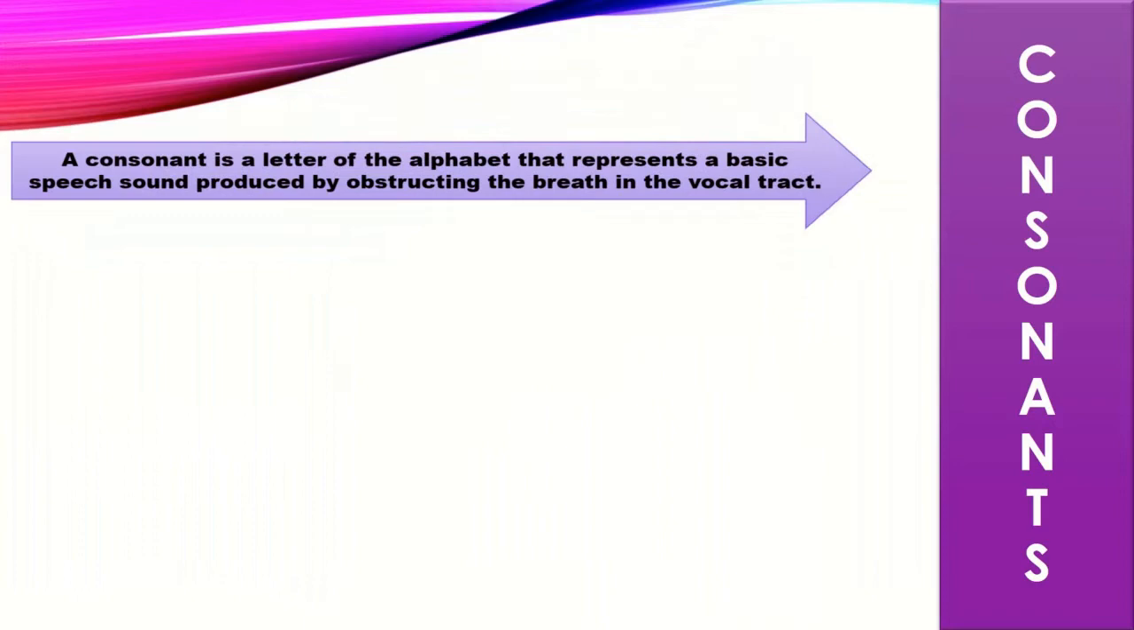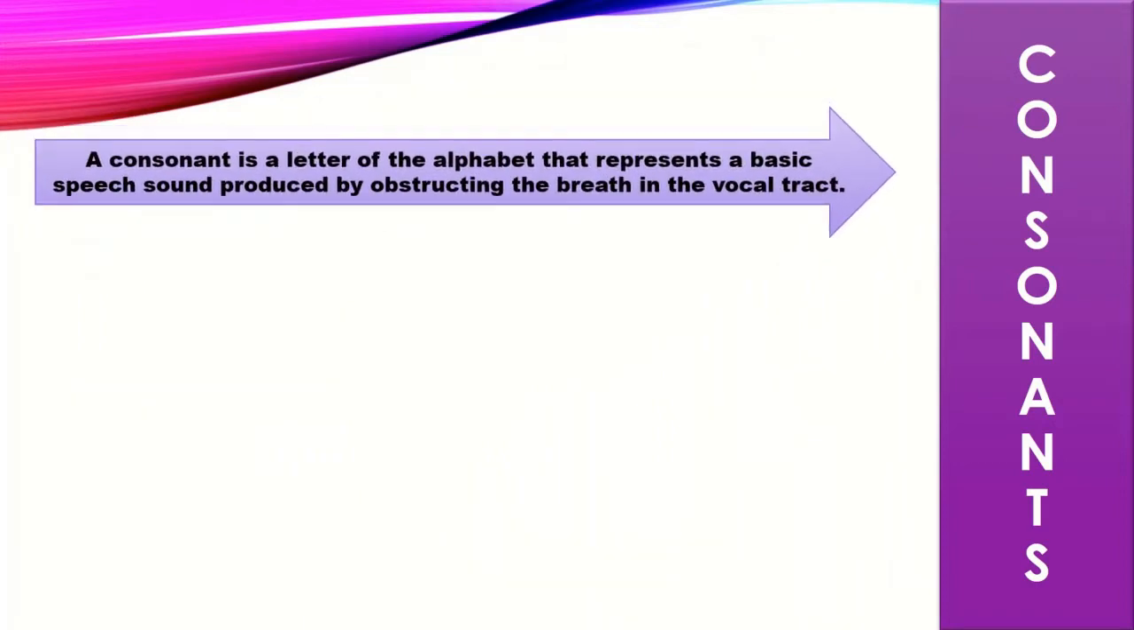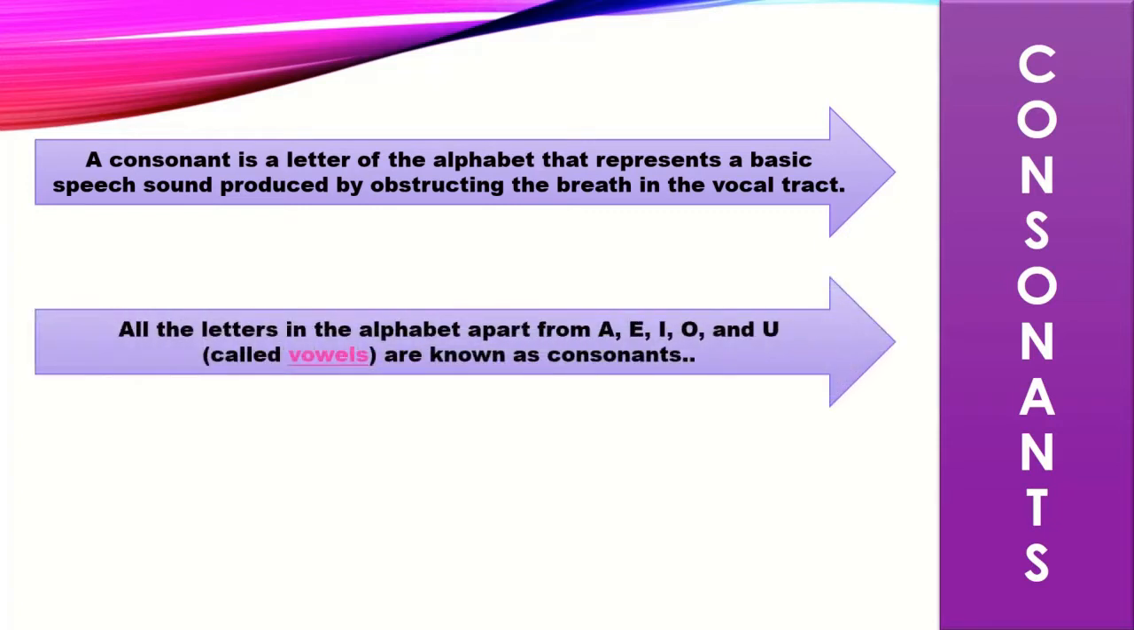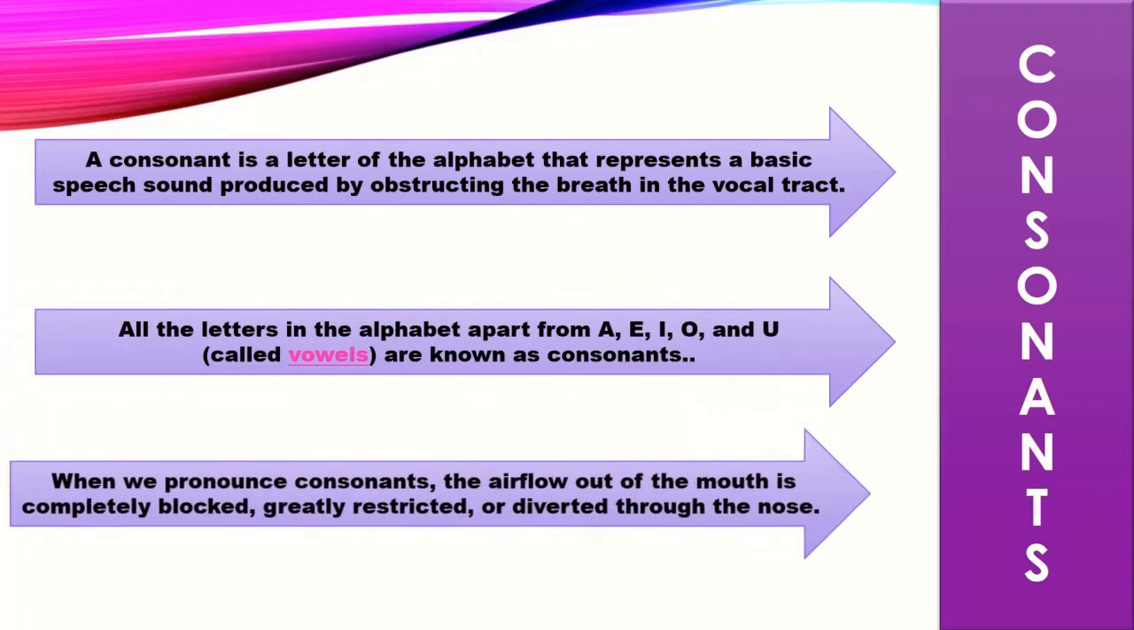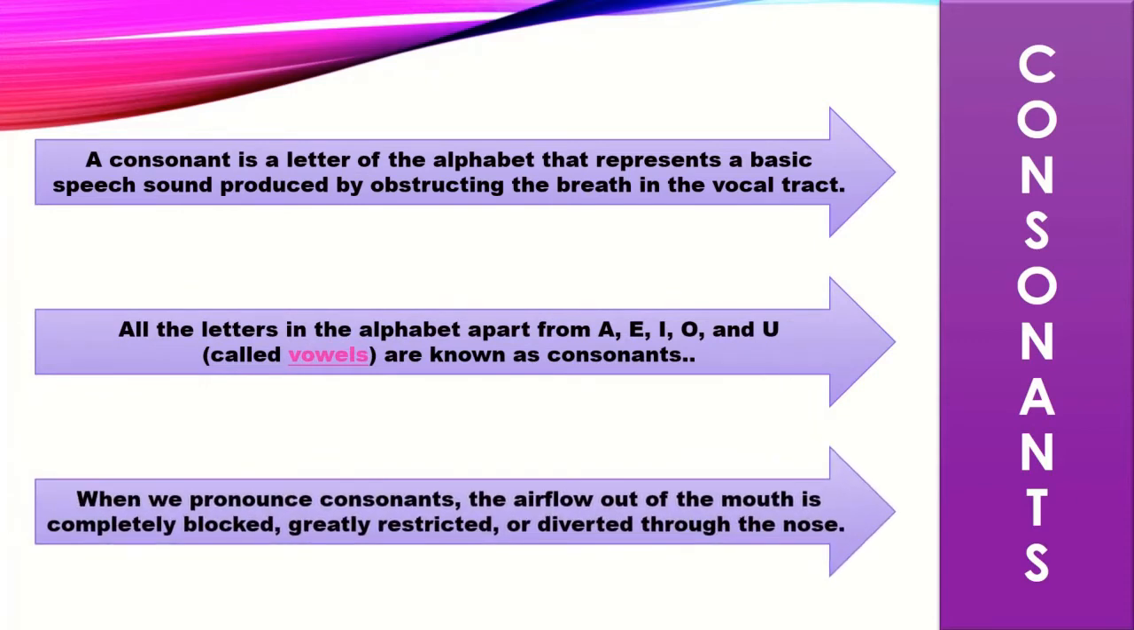Alright, in addition to what Sir Raymar has read, let's have additional information on today's topic, consonants. A consonant is a letter of the alphabet that represents a basic speech sound produced by obstructing the breath in the vocal tract. Aside from that, all the letters in the alphabet apart from A, E, I, O, and U, of course those are vowels, are known as consonants. When we pronounce consonants, the airflow out of the mouth is completely blocked, greatly restricted, or diverted through the nose.